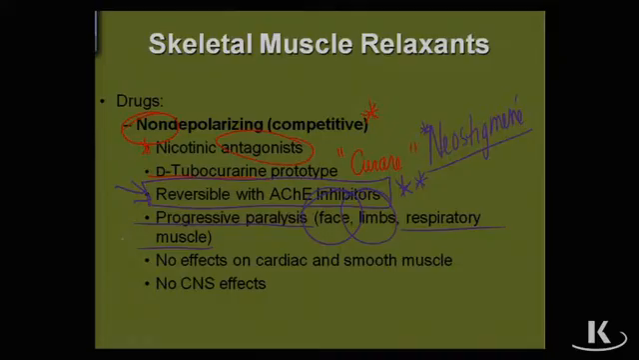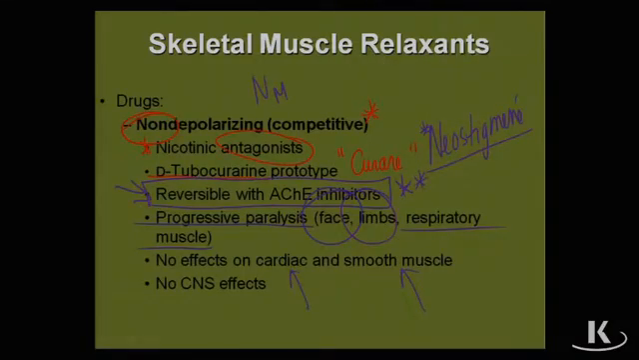Well, here's an important point. Nicotinic receptor M type are only found in skeletal muscle. So these are drugs that will have no effect on the heart, no effect on the smooth muscles of GI, vessels, and so forth. And further, they will have no central nervous system effect.